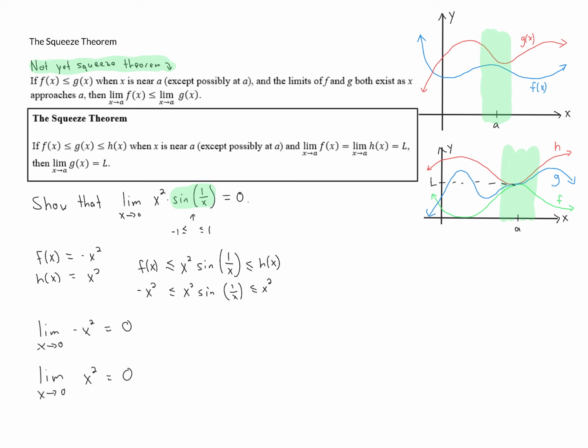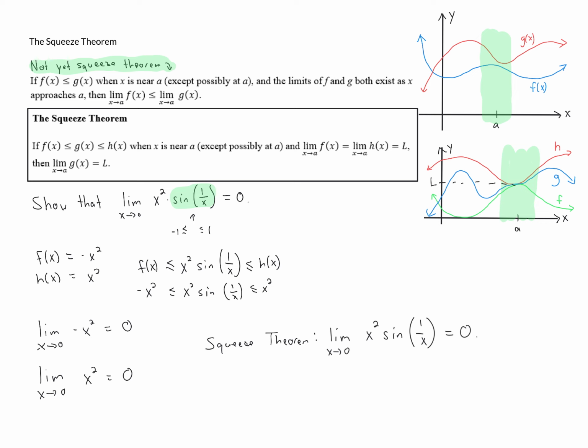And so because this function is always between those two functions, and both of these limits equal 0, by the squeeze theorem, the limit as x approaches 0 of the middle function, x squared sine 1 over x, has to also equal 0. So the squeeze theorem tells us that that limit is also 0.